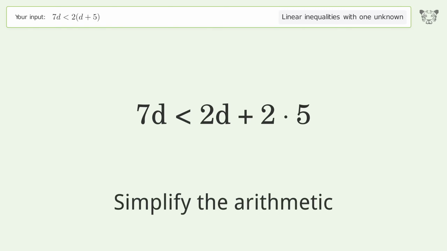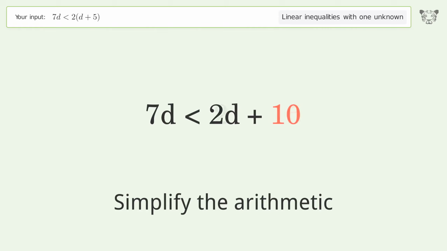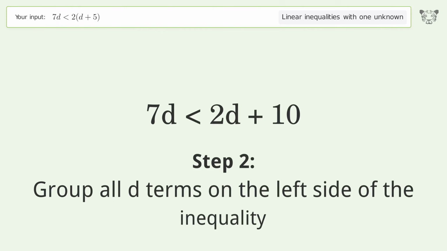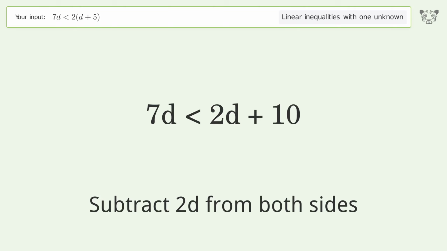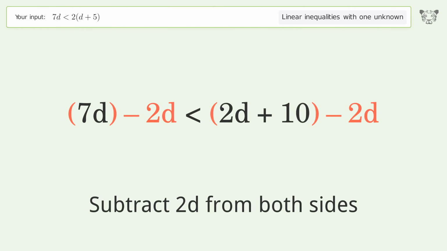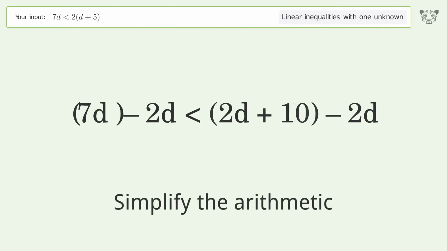Simplify the arithmetic. Group all d terms on the left side of the inequality. Subtract 2d from both sides. Simplify the arithmetic.